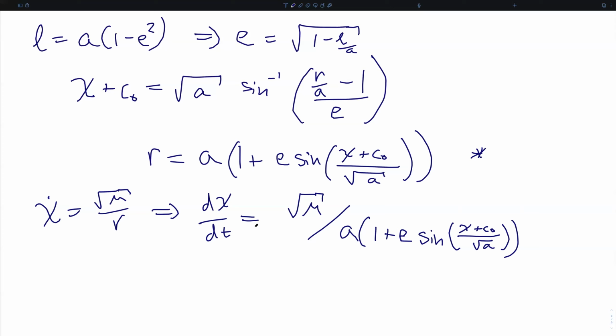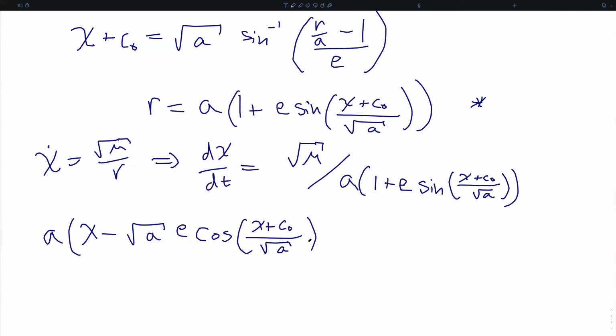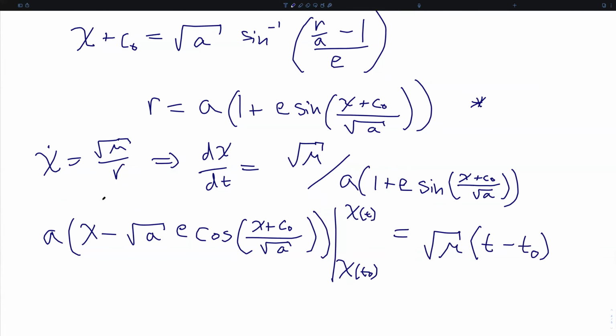Once again, separation of variables: we pull this denominator over to the left-hand side, pull the dt over to the right-hand side, and we integrate. In this case, we have performed a definite integral between times t naught and t. And so on the left-hand side, we will have a times the quantity chi minus square root of a times e times cosine of chi plus c naught over root a, evaluated between chi at t naught and chi of t. And we're going to assume that chi at t naught is equal to 0.